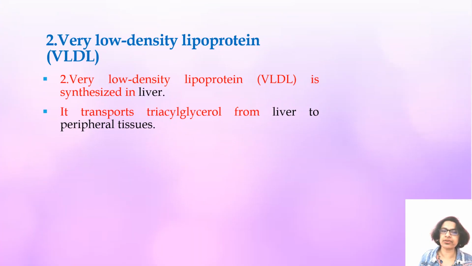Then the second one is very low density lipoprotein, known as VLDL. Very low density lipoprotein is synthesized in the liver. It transports triacylglycerol from the liver to peripheral tissues.